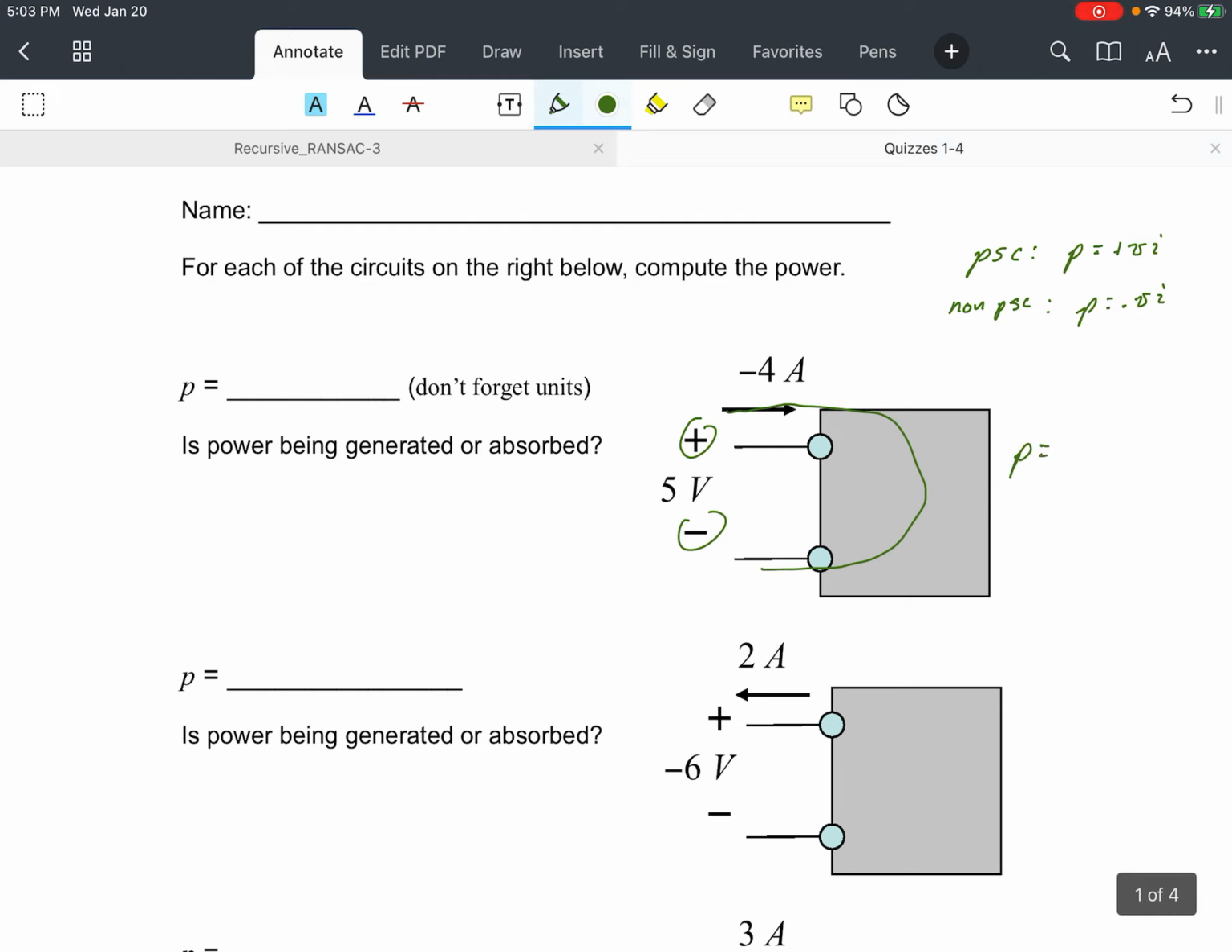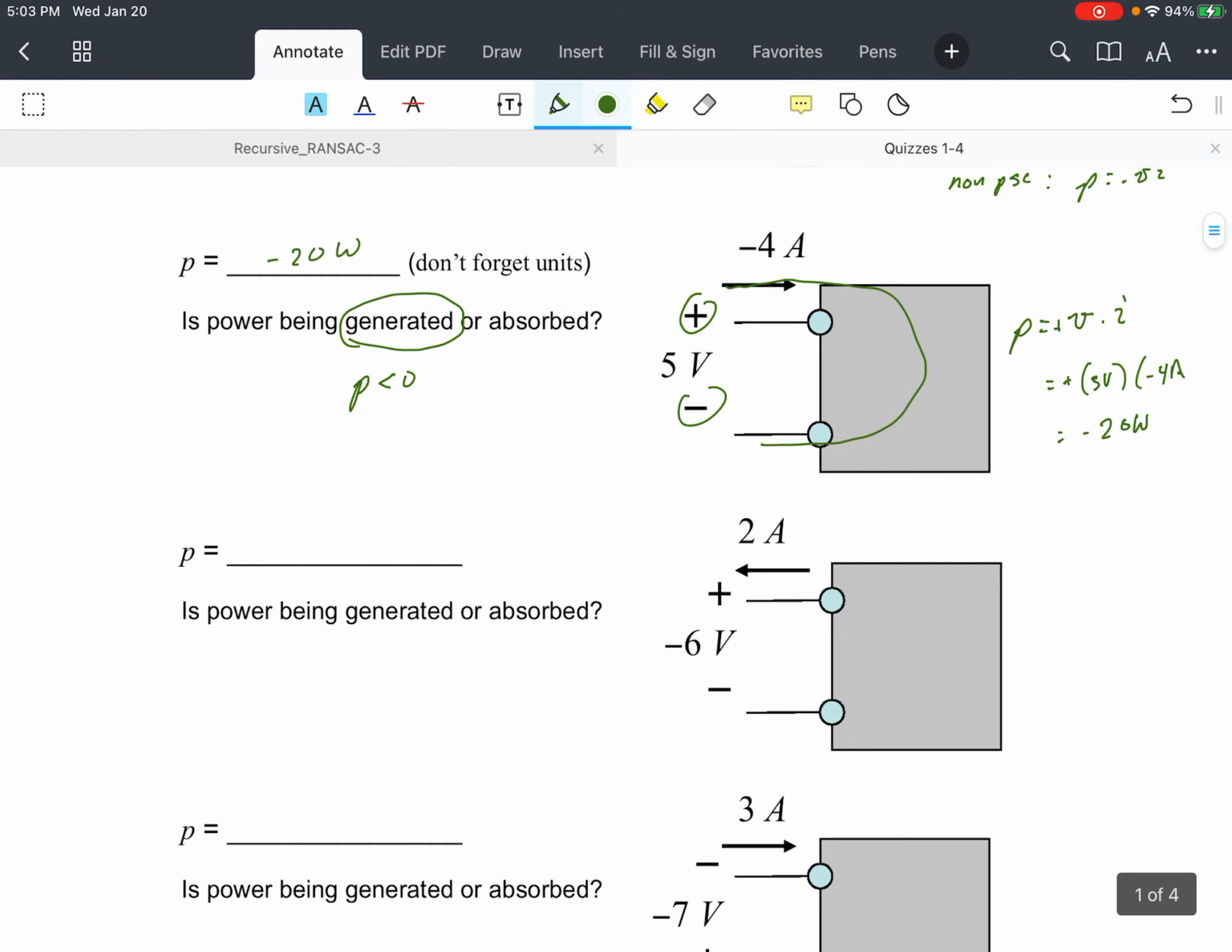So the power is going to be the voltage times the current. It's going to be a positive voltage times the current. The voltage in this case is 5 volts, and the current is minus 4 amps. So we have a minus 20 watts. And when the power is negative, then that means that we are generating energy. So this would be generated energy.